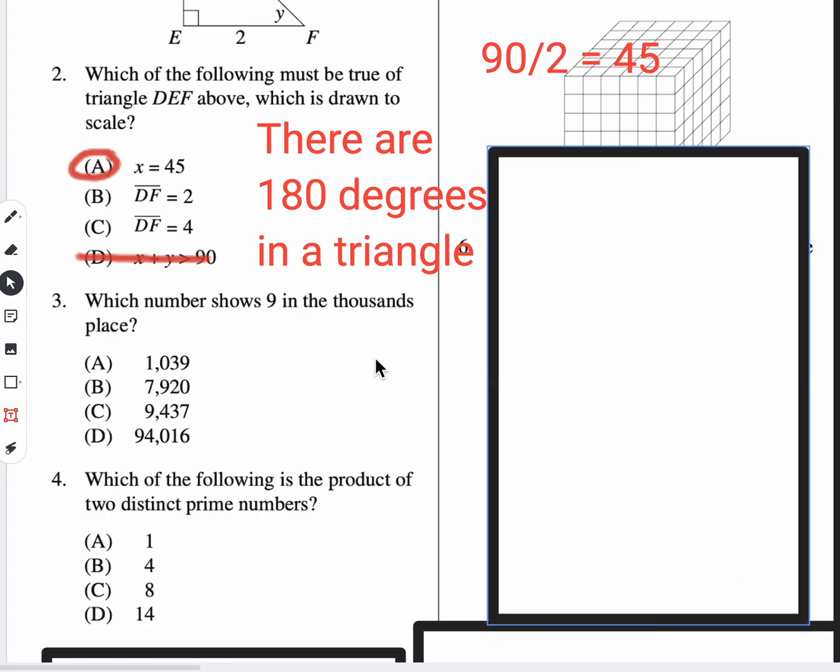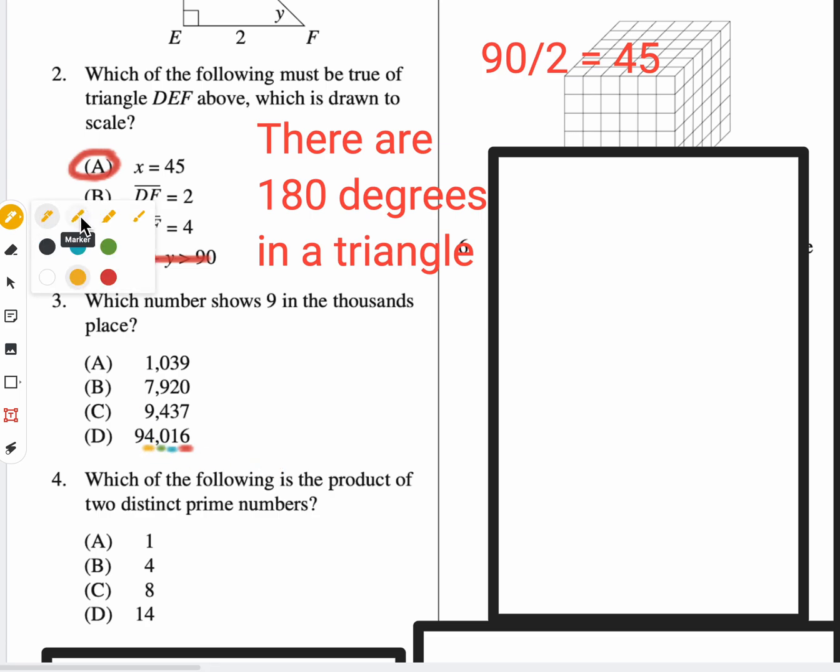Number 3, which number shows 9 in the thousands place? Notice we have thousands and not thousandths. So we can count here. Let's take a look at D, for example. This will be the units or ones place, followed by the tens, hundreds, thousands.